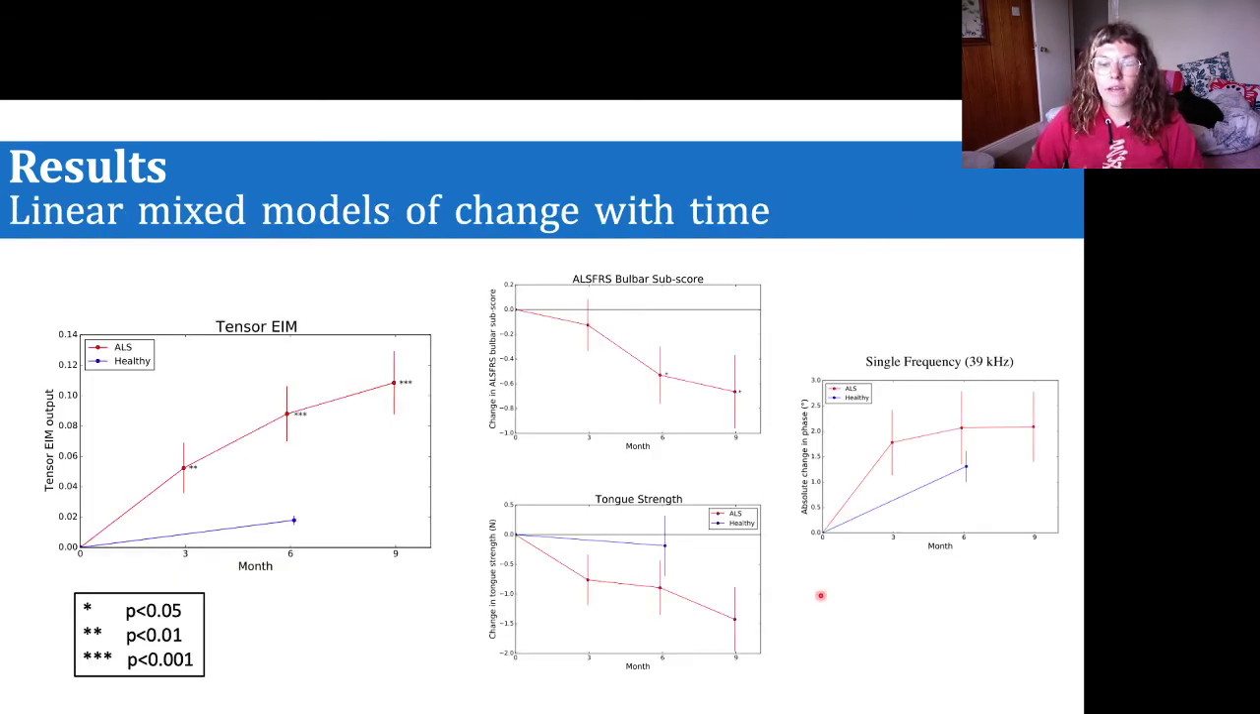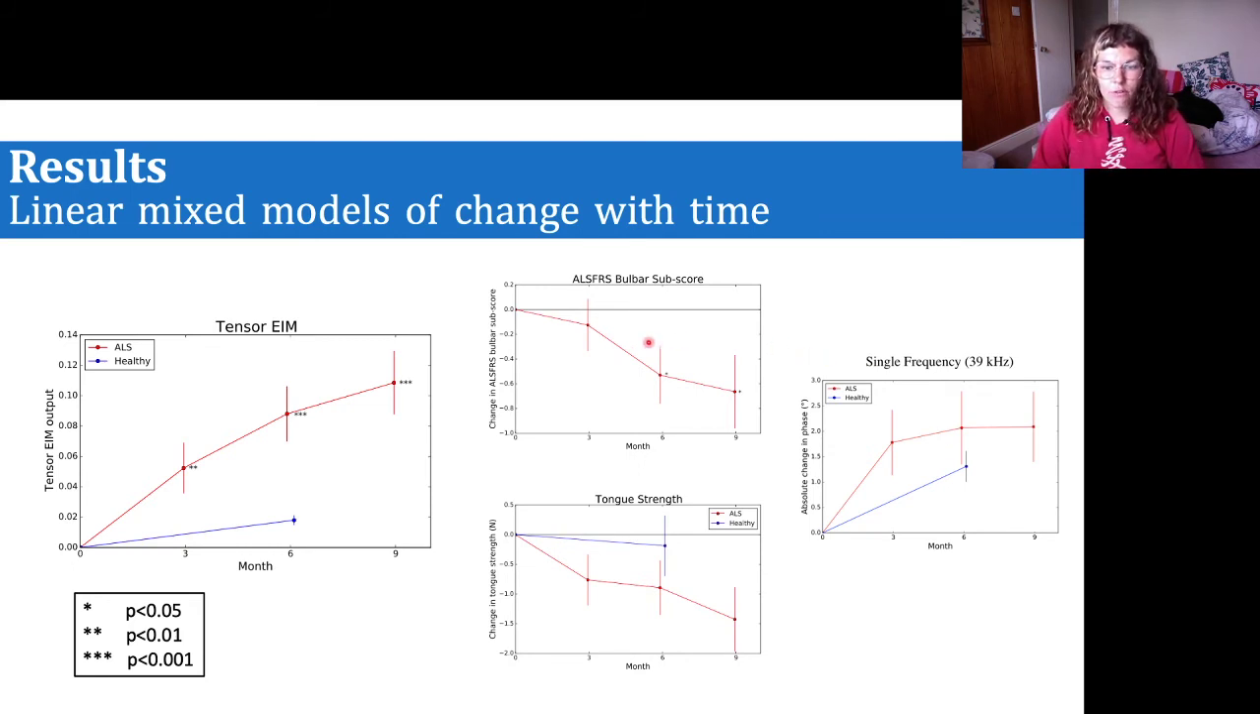So then to assess the effectiveness of Tensor EIM to sensitively measure disease changes over time, I applied a linear mixed model to the change over time in both the patient group and also our healthy control group. And I repeated this for the tongue strength, the ALS functional rating scale, and also a single frequency EIM assessment. So the p-values of significance of change were calculated at each time point, and actually neither the tongue strength nor the single frequency assessment find any significant change.